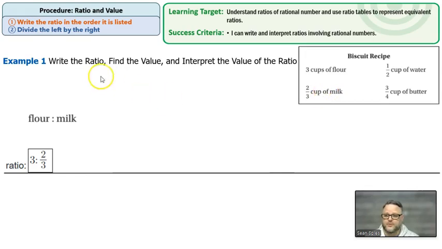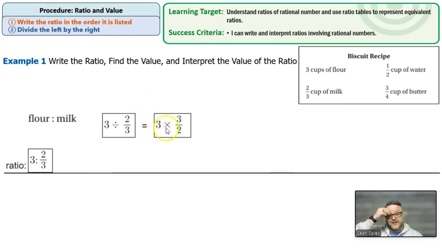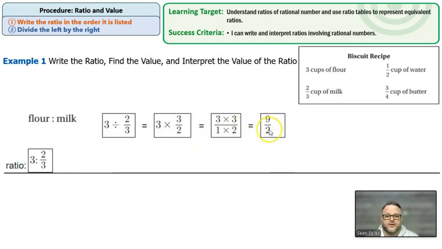All right, after that, we're going to be finding the value. For the value, we take our ratio and replace the colon with a division symbol. Then we're going to set that equal. Dividing by 2/3 is the same thing as multiplying by 3/2, which is true. That's just keep, change, flip, or multiplying by the reciprocal. Then to multiply this correctly, we have to recognize that this 3 is 3 over 1, and then we multiply straight across. So we're getting 3 times 3 over 1 times 2, which ends up being 9 over 2.